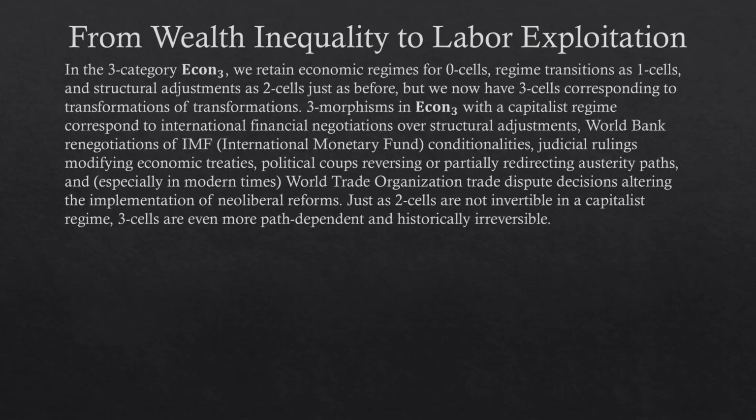Bank renegotiations of International Monetary Fund conditionalities, judicial rulings modifying economic treaties, political coups reversing or partially redirecting austerity paths, and, especially in modern times, World Trade Organization trade dispute decisions altering the implementation of neoliberal reforms. Just as 2-cells are not invertible in a capitalist regime, 3-cells are even more path-dependent and historically irreversible.